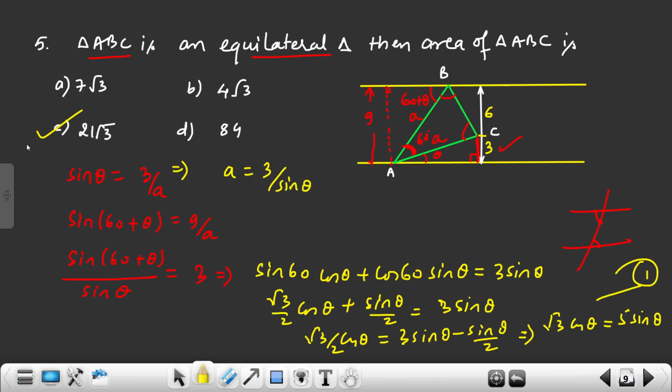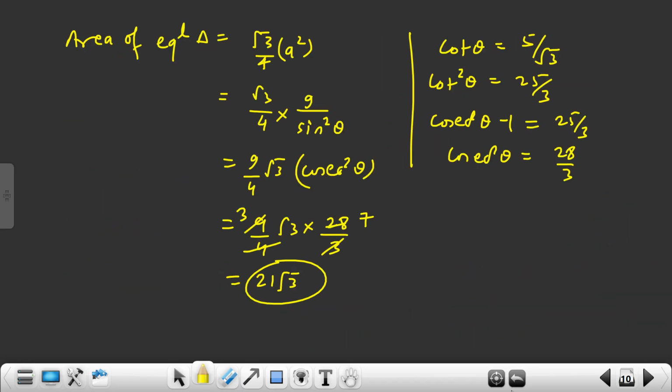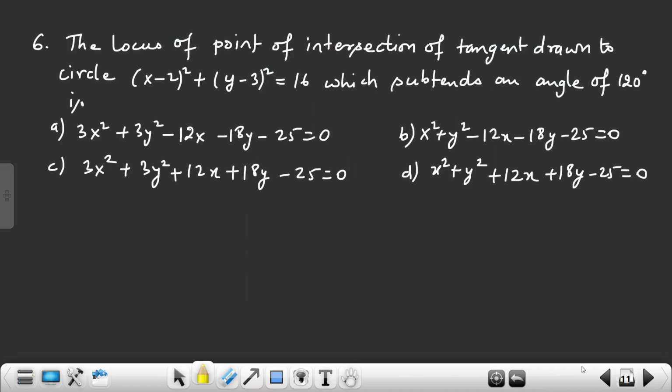21 root 3. A little bit complex, not so much, with some little bit of trigonometry and some bit of calculation. So this is how quantitative aptitude will work. This is a question of aptitude from the management entrance exams. They have given this into the JEE Mains this year. I am also amazed why they are giving this. Now let's come to the next one.